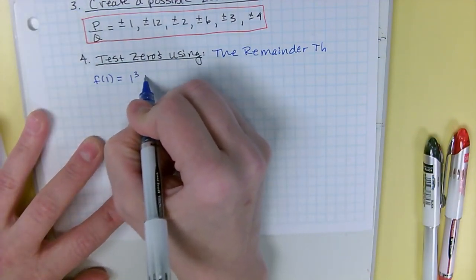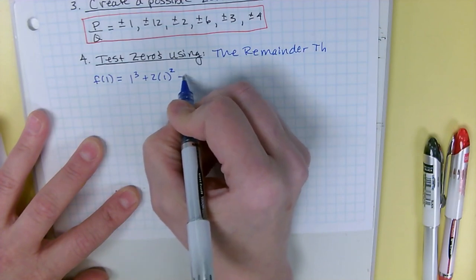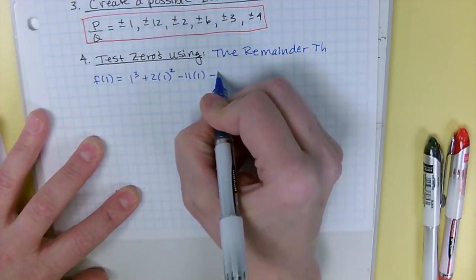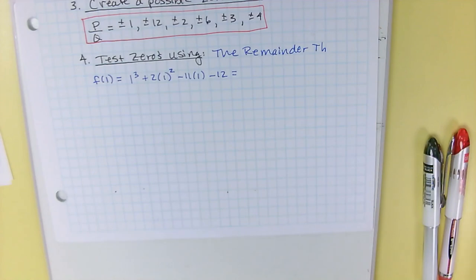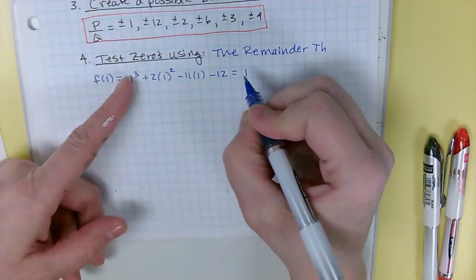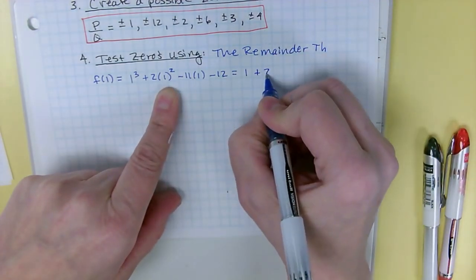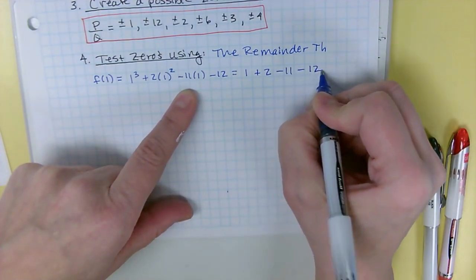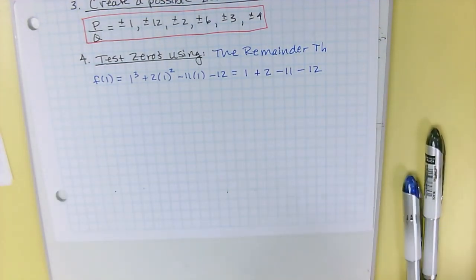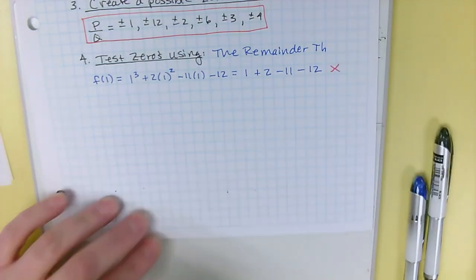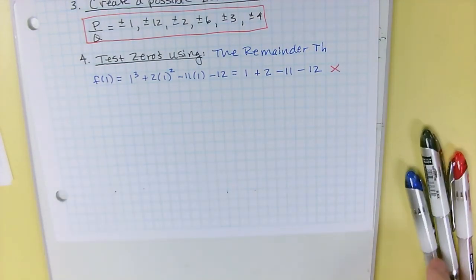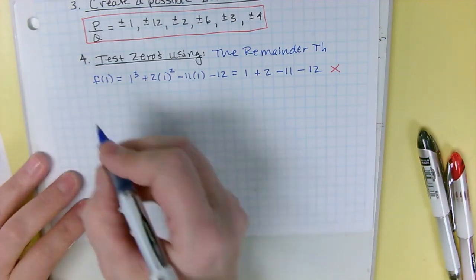I'm going to direct substitute the 1 in. So I get 1 cubed plus 2 times 1 squared minus 11 times 1 minus 12. And always do the power before you multiply. 1 cubed is 1, and then I'll do the power first. 1 squared is 1, then multiply by the 2. So plus 2 minus 11 minus 12. Now, you don't actually have to finish because you can tell this is not going to add up to 0. There's no way. It's going to be a big negative number. So once you know it's a no-go, you can stop. You do not have to completely calculate to whatever number it ends up being.